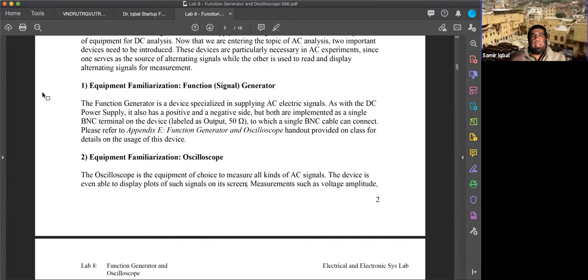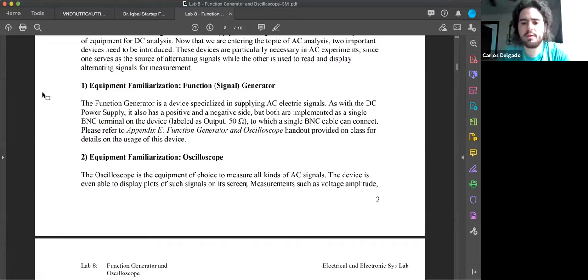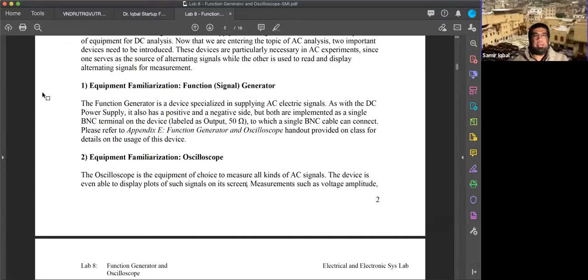Now, in AC signal, what's the input? In AC signal, what is the input? It's a current source. It's again a voltage. Oh. But what's the difference?